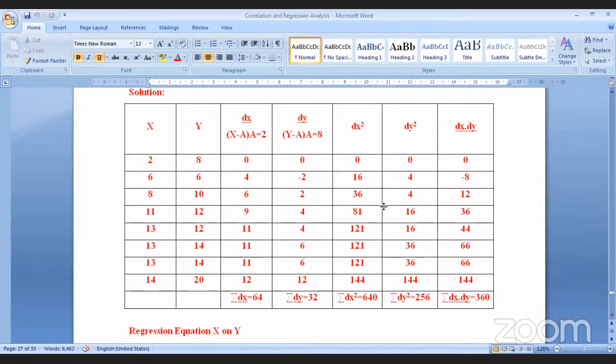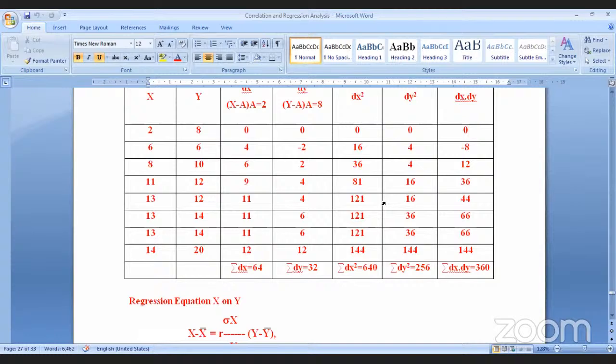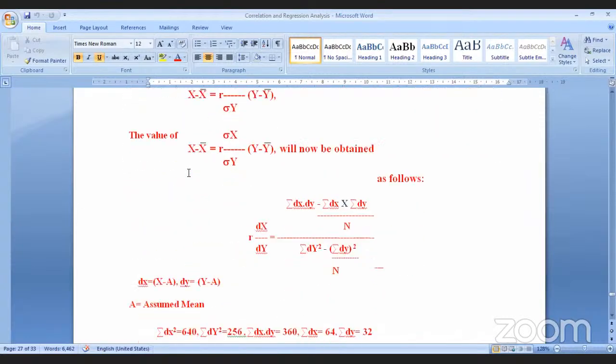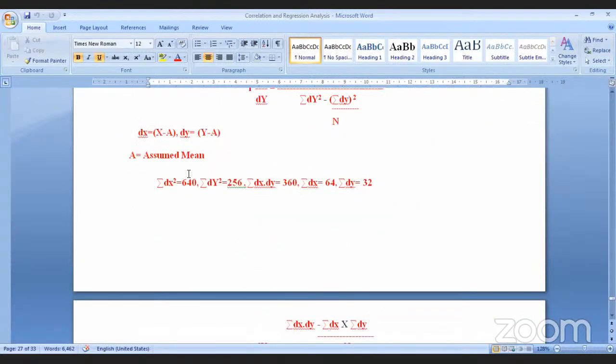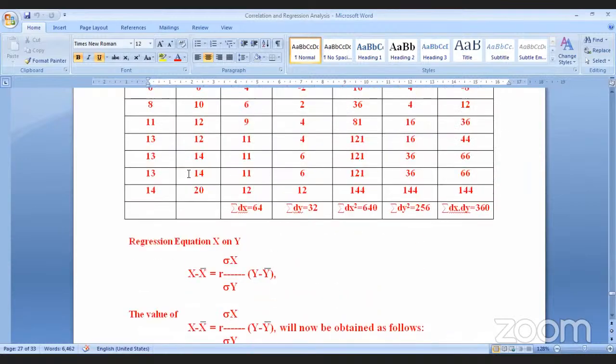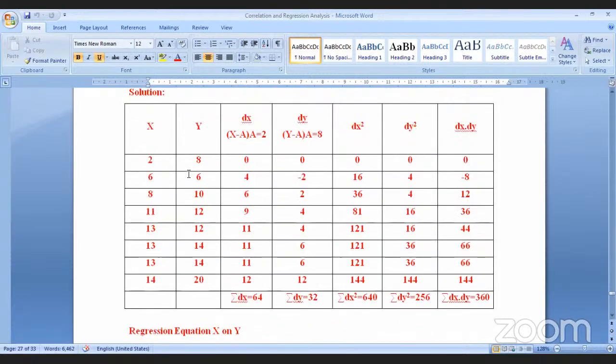X and Y values. First, do the totals, X totals and Y totals, to find out the values. Okay, the X bar value you have to find out. After finding the X bar value, you get a fractional value, so take an assumed mean. You can take any number. In this problem, I am taking 2 for X and 8 for Y.